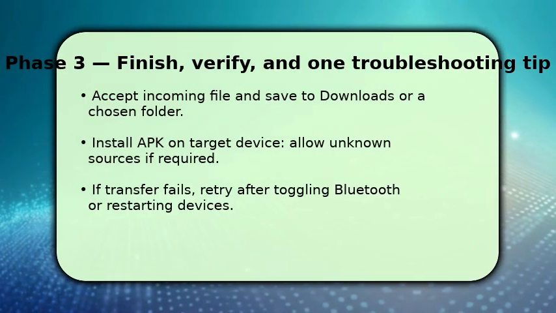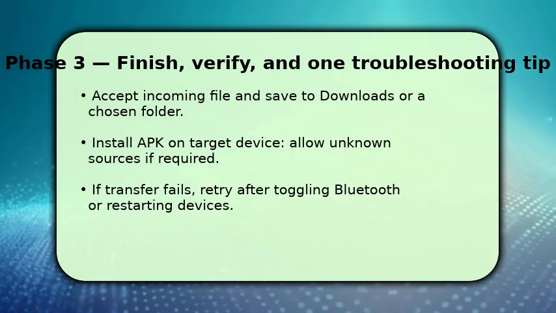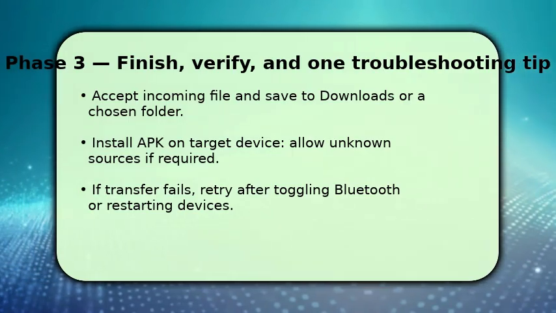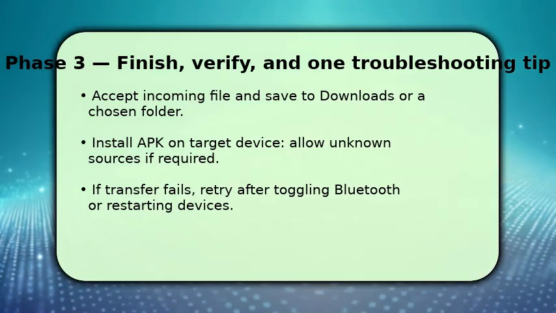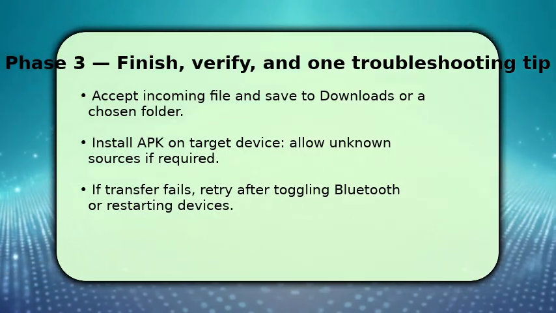If something goes wrong, for example transfer stalls or install fails, toggle Bluetooth off and on, restart both devices, then retry. This simple reset resolves most connection and permission hiccups quickly.